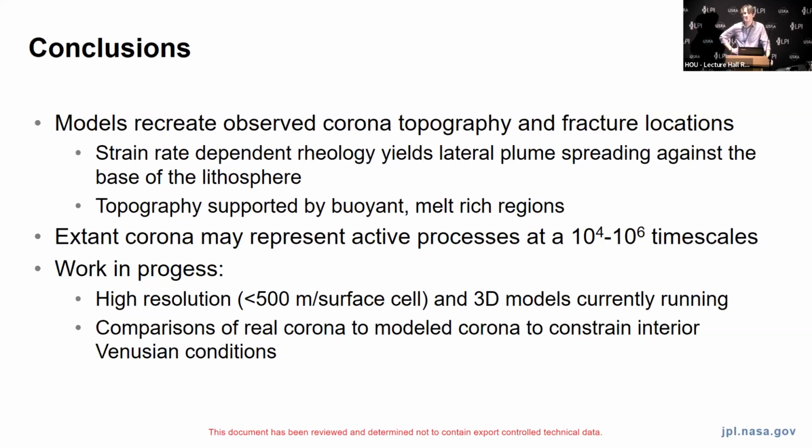And again, work in progress, working on higher resolution models, 3D models. But as of what we have right now, we can recreate corona topography and fractures. This interesting strain rate dependent rheology yields lateral plume spreading against the base of the lithosphere, and then you can support topography with these buoyant melt-rich regions. And since all of these things are happening at timescales of tens of thousands of years to millions of years, if we see corona at the surface, and they're changing into different forms of corona, that may indicate corona are active at those timescales.